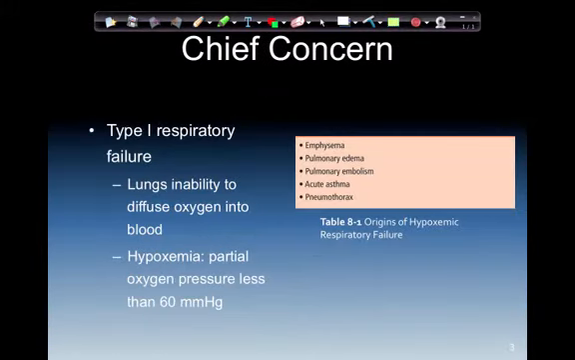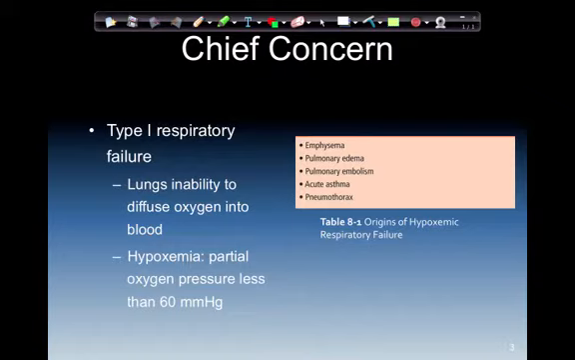Chief concerns. Type 1 respiratory failure is caused from the lungs' inability to diffuse oxygen into the blood. Hypoxemia, partial oxygen pressure less than 60 millimeters of mercury. And this is table 8.1, so all of these would interfere with the diffusion of oxygen in the blood. Emphysema, and that would be from trapping of air. Pulmonary edema, and that would be from fluid in the alveolar sac. Pulmonary embolism, and this would be a clog in the pulmonary artery. Acute asthma, and this would be because of bronchospasm.